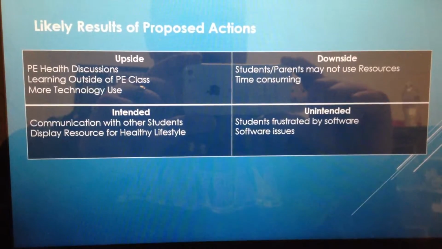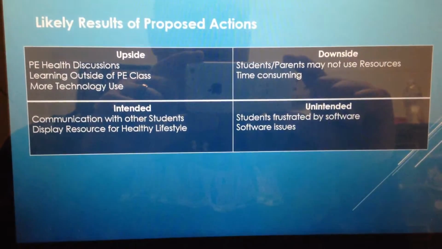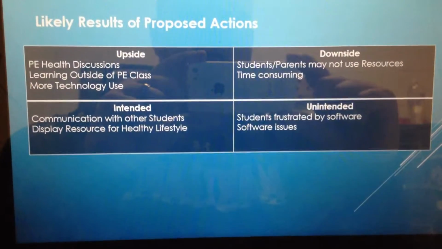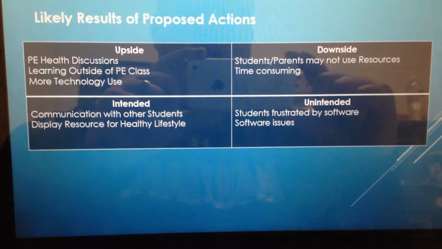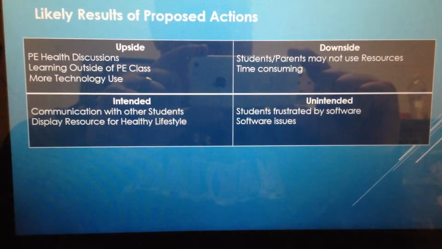The downside would be that the students and parents may not use the resources, and it can be time consuming. These resources will be available. It doesn't mean that the parents and the students will use them. That would be my motivation to get them to do that.